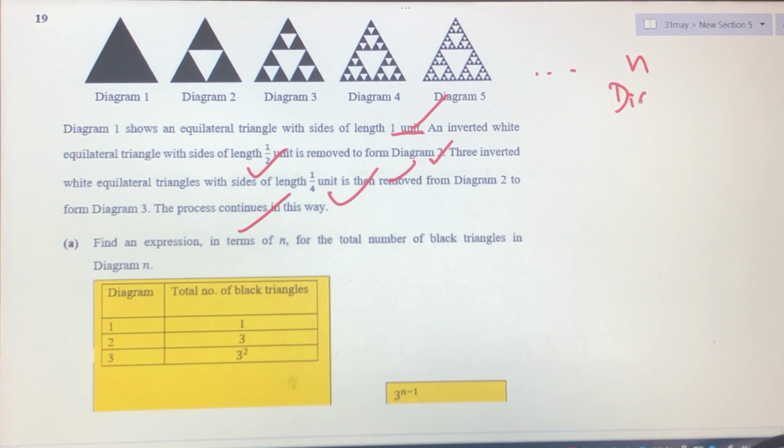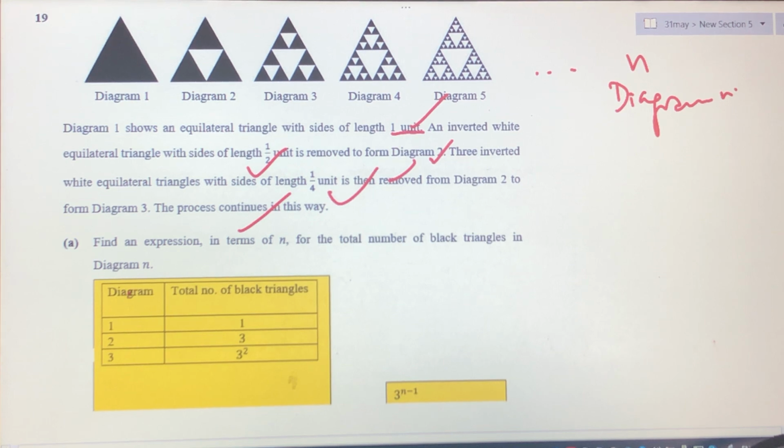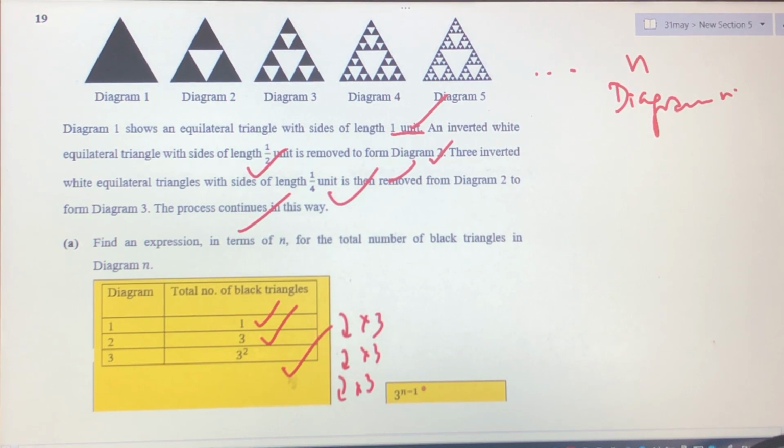Diagram n. So you need to find the pattern. The systematic way is: diagram 1, how many black? Diagram 2, how many black? Diagram 3, how many black? You can count. So what do you think is the pattern? Can you see that it is times 3, times 3, times 3, and so on? But when n equals 1, it's 1, right? So it's 3 to the power of n minus 1. I hope you are clear.